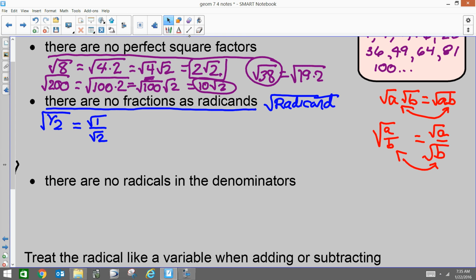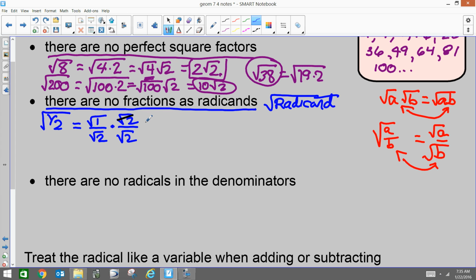But now what's happening is these kind of go together. There is a radical in the denominator. So what we have to do is what we call rationalizing the denominator, to get rid of this radical in the denominator. So here we go. We're going to multiply by the denominator radical 2.